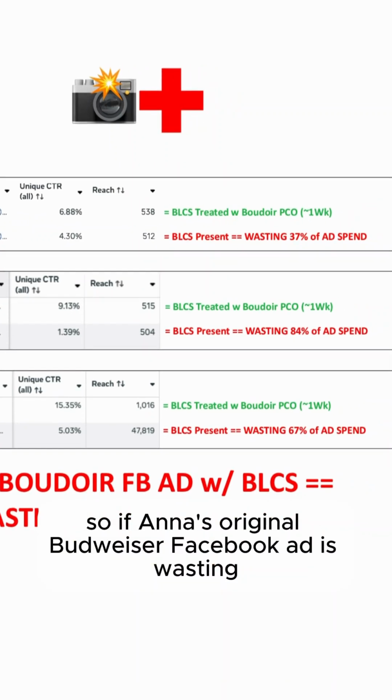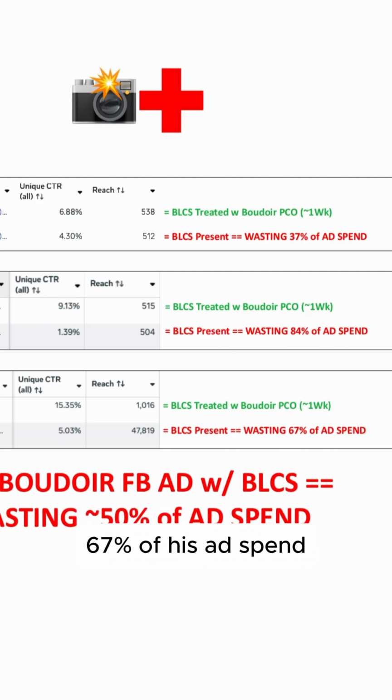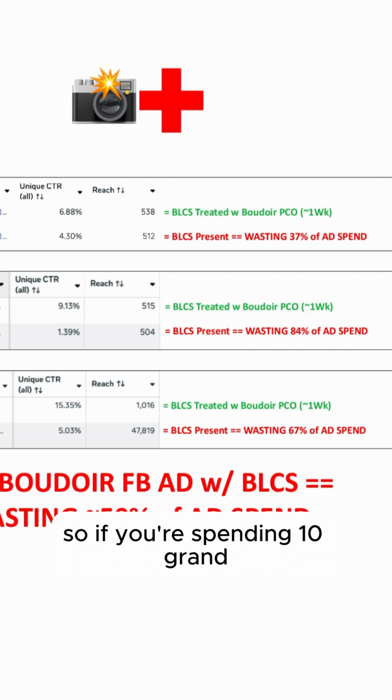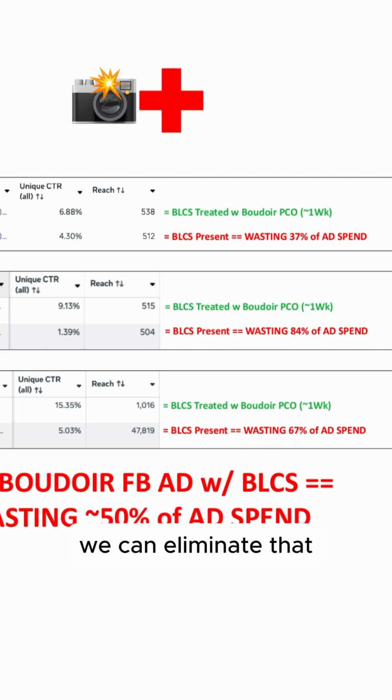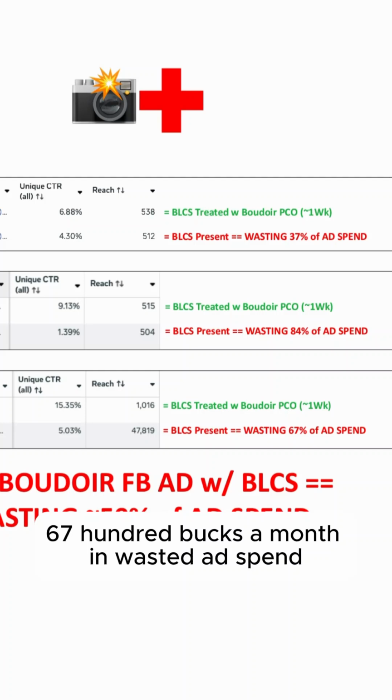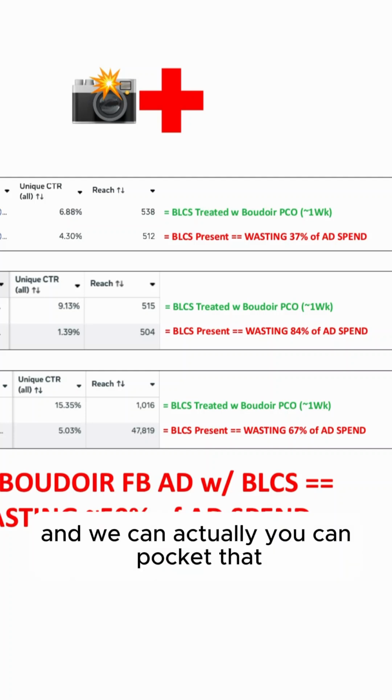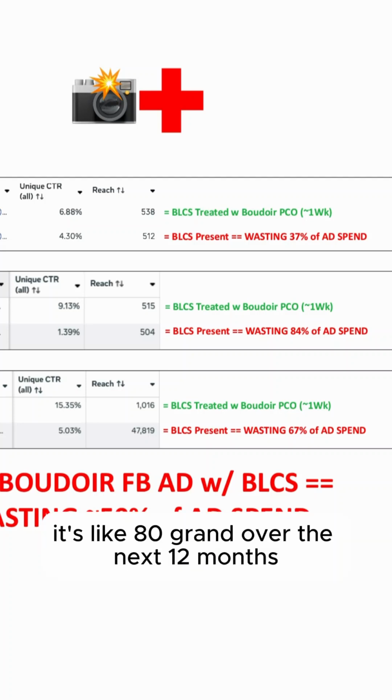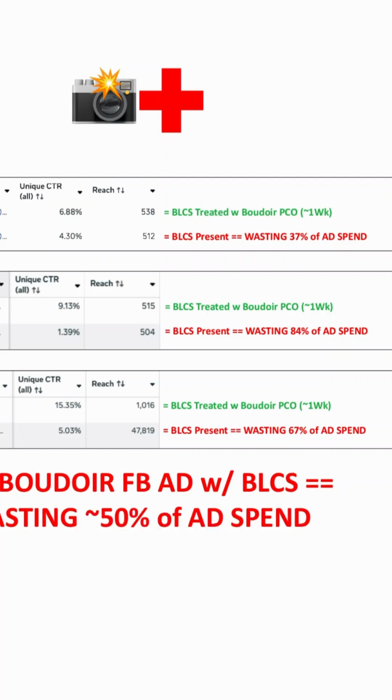So we found out his original Boudoir Facebook ad is wasting 67% of his ad spend. So we can eliminate that wasted ad spend. So if you're spending 10 grand a month on Facebook ads, we can eliminate that 6,700 bucks a month in wasted ad spend. And you can pocket that. It's like 80 grand over the next 12 months. It's kind of like a phantom bonus.